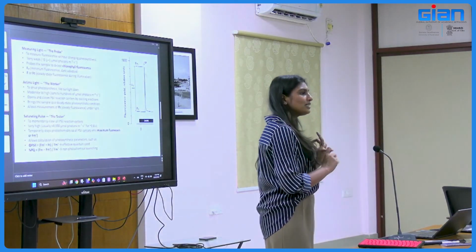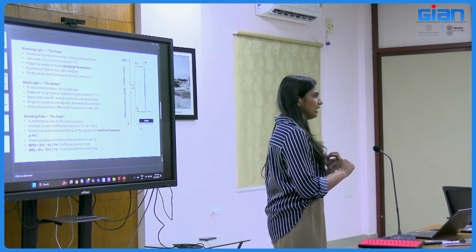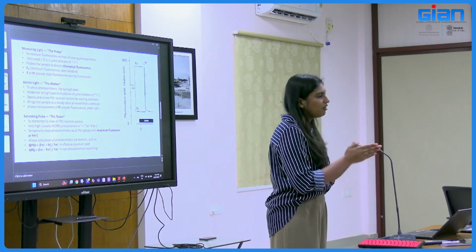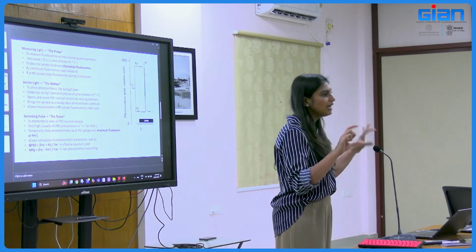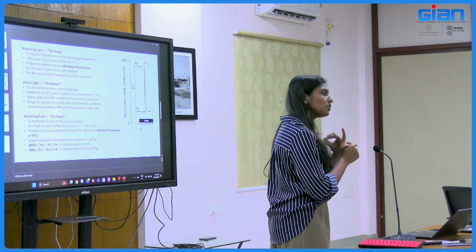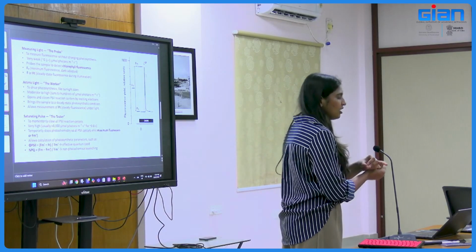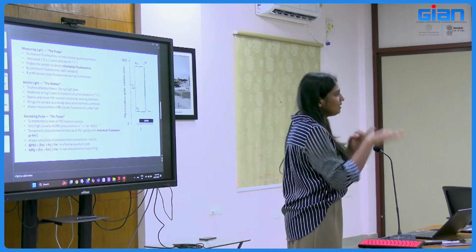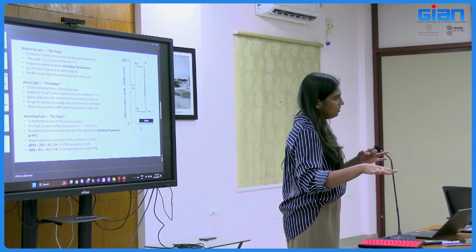So I told you there are 3 components. I only explained measuring light because it is the basis for dual PAM. That's why it is termed as PAM. So now coming to the second. I hope you understood what the measuring light component is. So whatever experiment you are going to do in PAM, measuring light will be on.